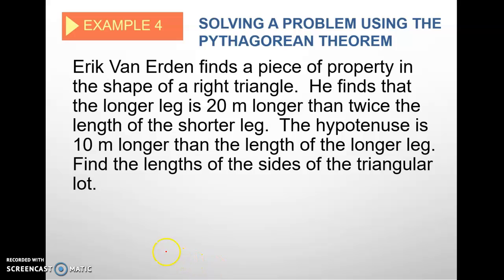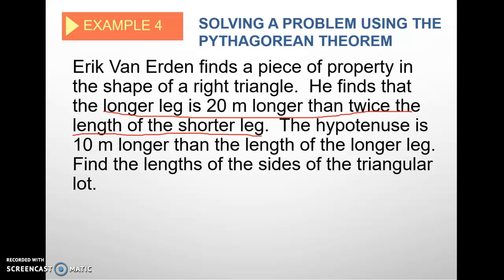Eric van Erden finds a piece of property in the shape of a right triangle. He finds that the longer leg is 20 meters longer than twice the length of the shorter leg. If you notice, this part is somewhat confusing, but we will try to operate on that later. So let's continue. The hypotenuse is 10 meters longer than the length of the longer leg. Find the lengths of the sides of the triangular lot.